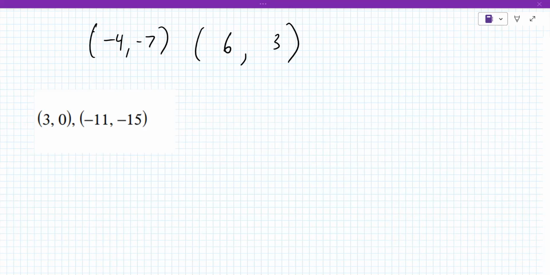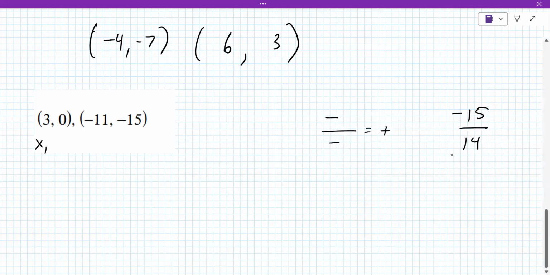Negative 15 over 14. So again, if this is your final answer, you're off by a sign. Well, negative over a negative, but it would just all be negative though, right? If they're both negative, a negative over a negative makes a positive. Oh, okay. So it would just be 15 over 14 then. Yes. Okay. Let's try a couple more here.